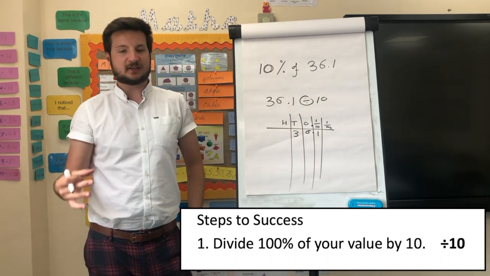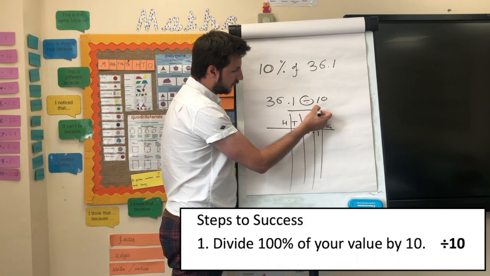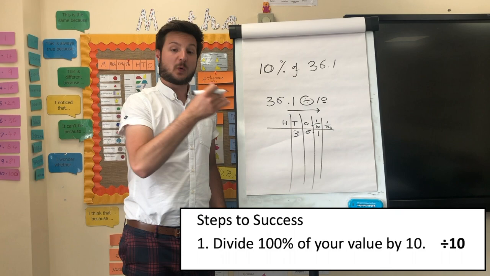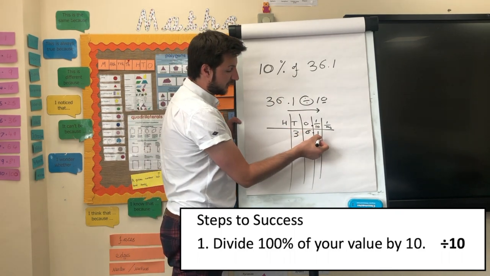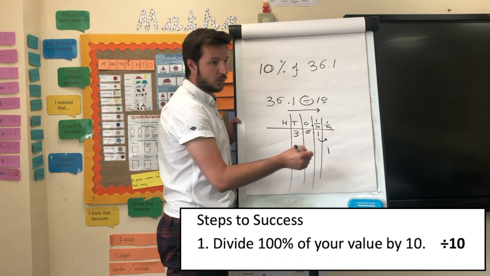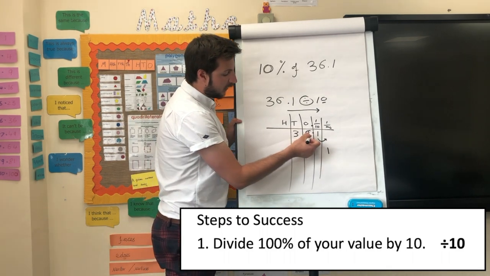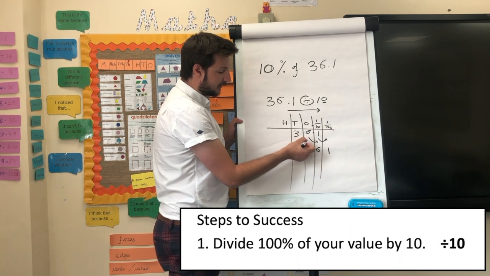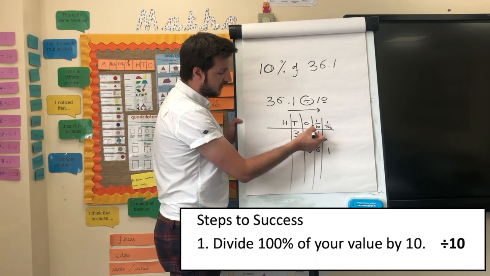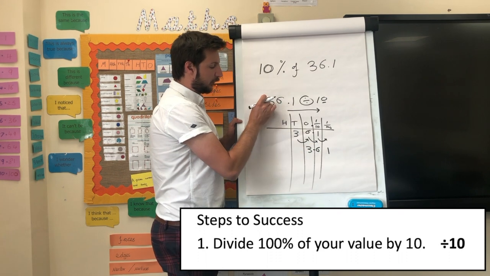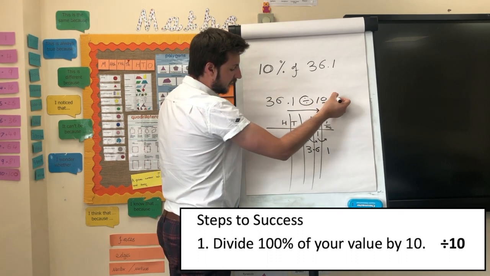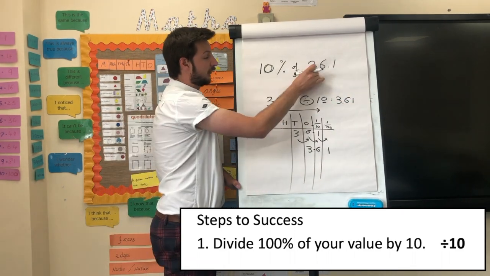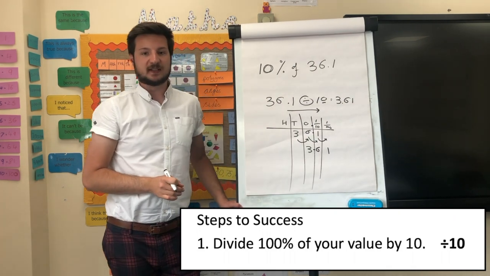Circle our sign, it's divide, it's getting smaller, we are moving in this direction. 1 zero, which tells us we are moving 1 decimal place, and then we move each of those digits. So 1/10 becomes 1/100th, 6 ones become 6/10ths, and 3 10s become 3 1s. Keep that decimal lined up. So therefore 36.1 divided by 10 is 3.61. So 10% of 36.1 is 3.61.